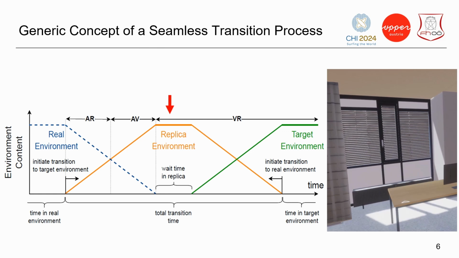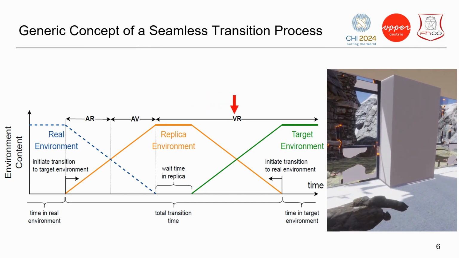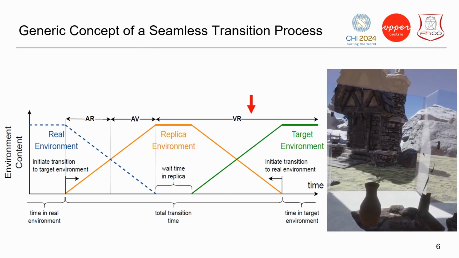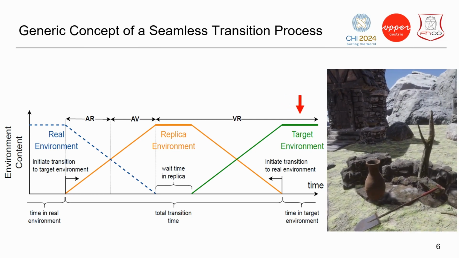The transition process is not yet completed, as most VR applications don't use a replica environment. Instead, we are now progressively introducing the target environment, which depends on a specific use case. The replica environment is now continuously dismantled, while simultaneously constructing the target environment, allowing it to emerge stepwise. Once the target environment is fully established, the transition procedure is complete.